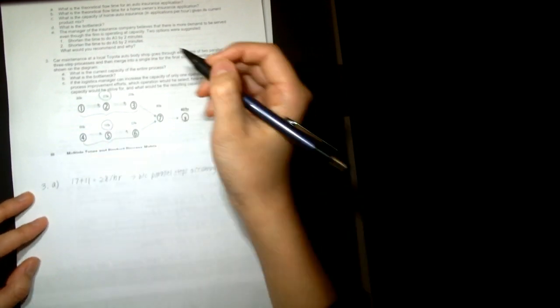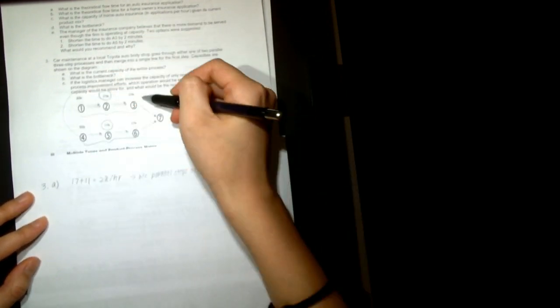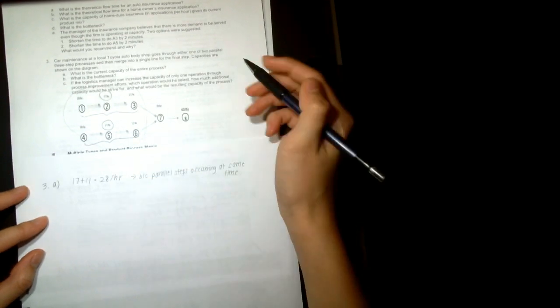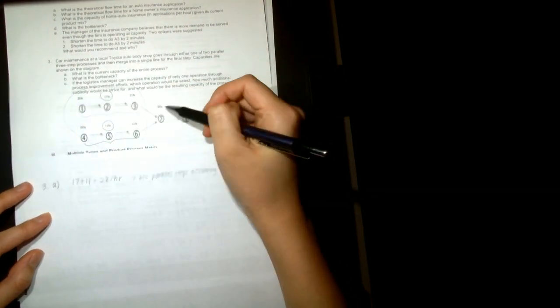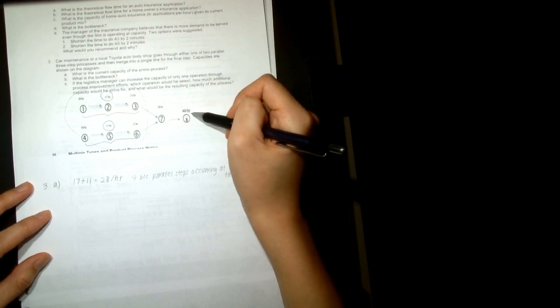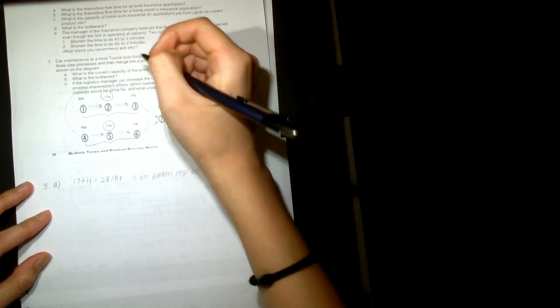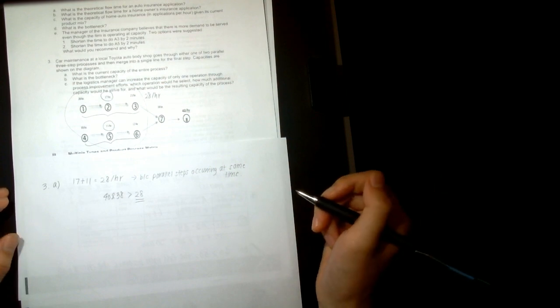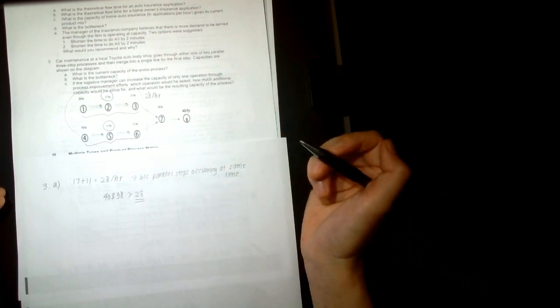Okay, and then we have to compare, because for this section here, we know that it is 28 per hour. So we have to compare the 28 with the 38 as well as the 40, because they're the capacity of the processes that occur afterwards. Since 28 is smaller than 40 and 38, we know that therefore the bottleneck of the entire process is 28, the smallest capacity.